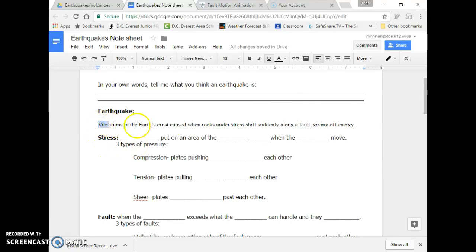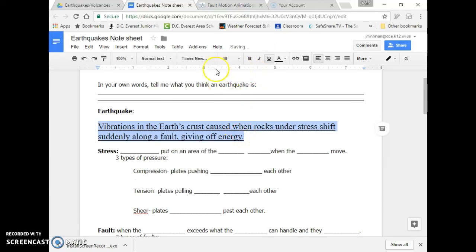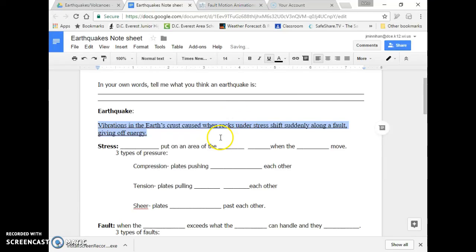So what does that really mean? We'll get this a little bit bigger here for you. Make it a little bit easier to see. How about we go about right there? All right, so vibrations in the Earth's crust caused when rocks under stress suddenly shift. So in other words, they break, right? They move and they give off energy. There's a lot of energy released from those rocks breaking inside the Earth, and then there's movement along the Earth's surface that is passed out in what are called seismic waves that we will get to in a future section on the back page of your sheet here.